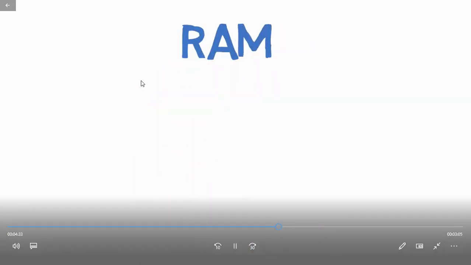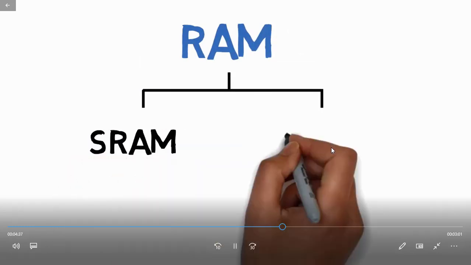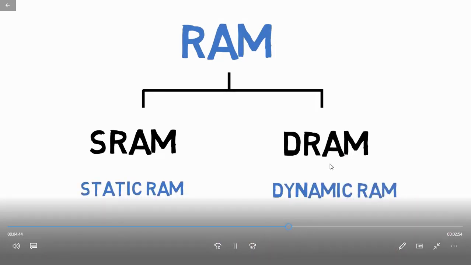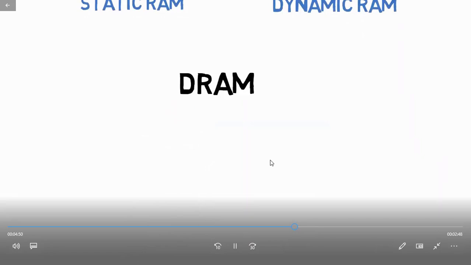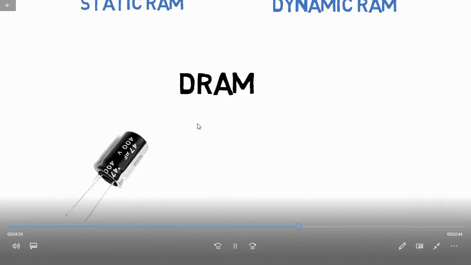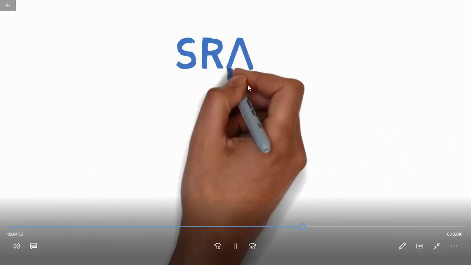RAM is classified into two types, that is SRAM and DRAM. SRAM is static RAM and DRAM is dynamic RAM. Okay, let us see DRAM. DRAM is dynamic RAM. It consists of capacitors and transistors. It has to be refreshed again and again.